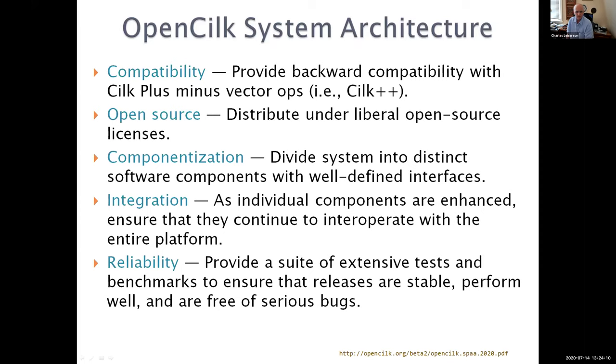And finally, we wanted to make it reliable. We wanted a suite of extensive tests and benchmarks to ensure that releases are stable, perform well, and are free of serious bugs. So those were sort of our five main architectural concerns. Next slide.